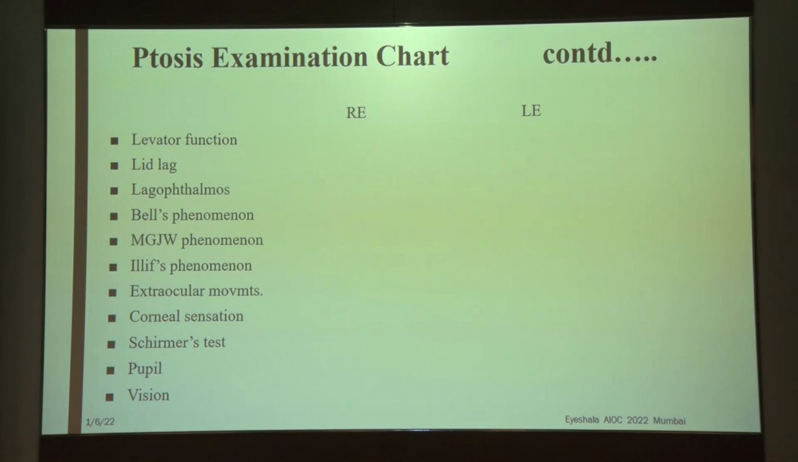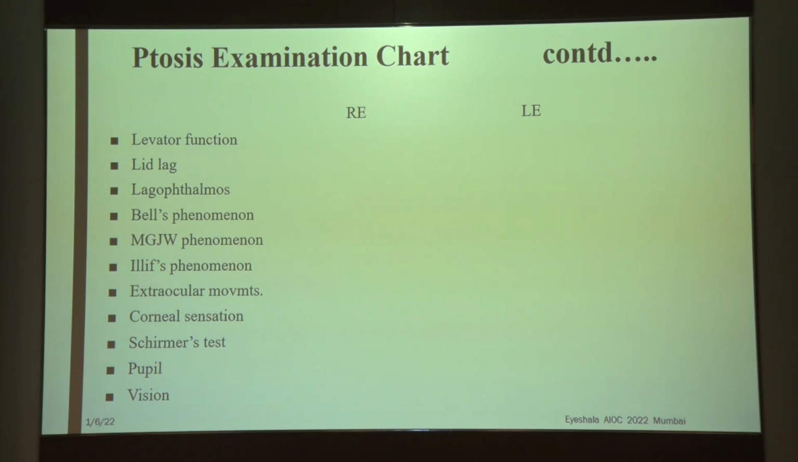The three phenomena are very important, because your management is different, and if it's a poor Bell's phenomenon, it's a poor prognostic sign, you have to undercorrect. Marcus Gunn, altogether the surgery is different, we'll discuss. And the epinephrine test is done in very small children. Just to have a gross idea of the LPS action, you just invert the lid and ask the child to look in up gaze. The reverting back of the lid to normal immediately will tell you that it is grossly functioning normally. Extraocular movement to rule out strabismus.